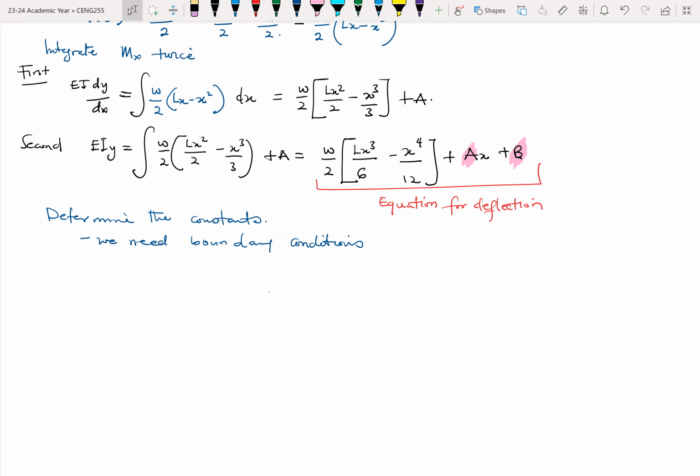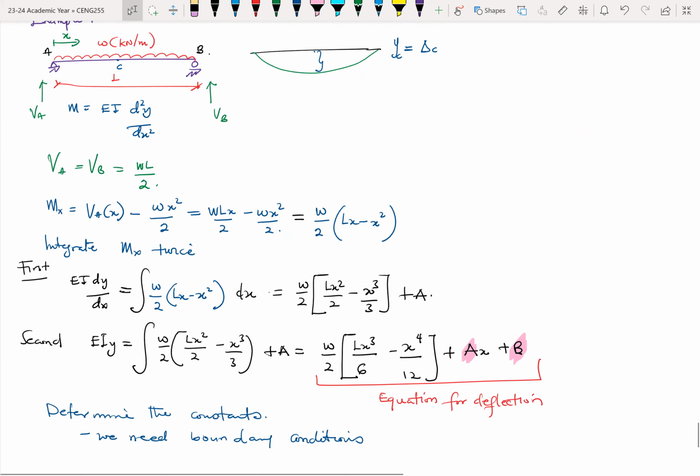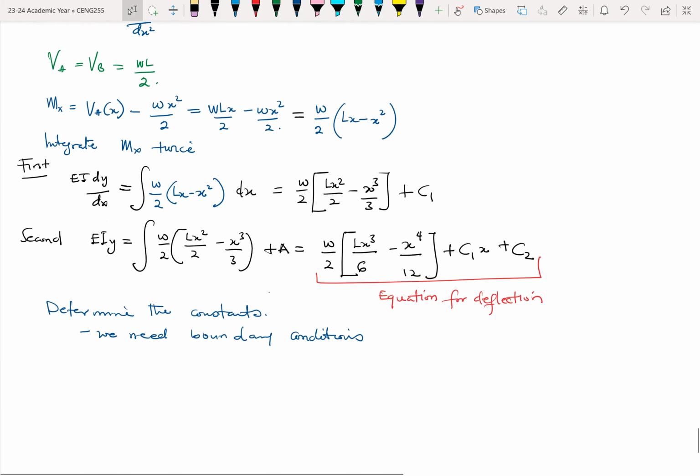So let me do something. Okay, let me change it from A and B. So let me call this one C1, so that it doesn't conflict with the support A and B. All right, the support A and B are not the same as the constant A and B. So I'm just changing that to C1 and C2 so that it doesn't create confusion.